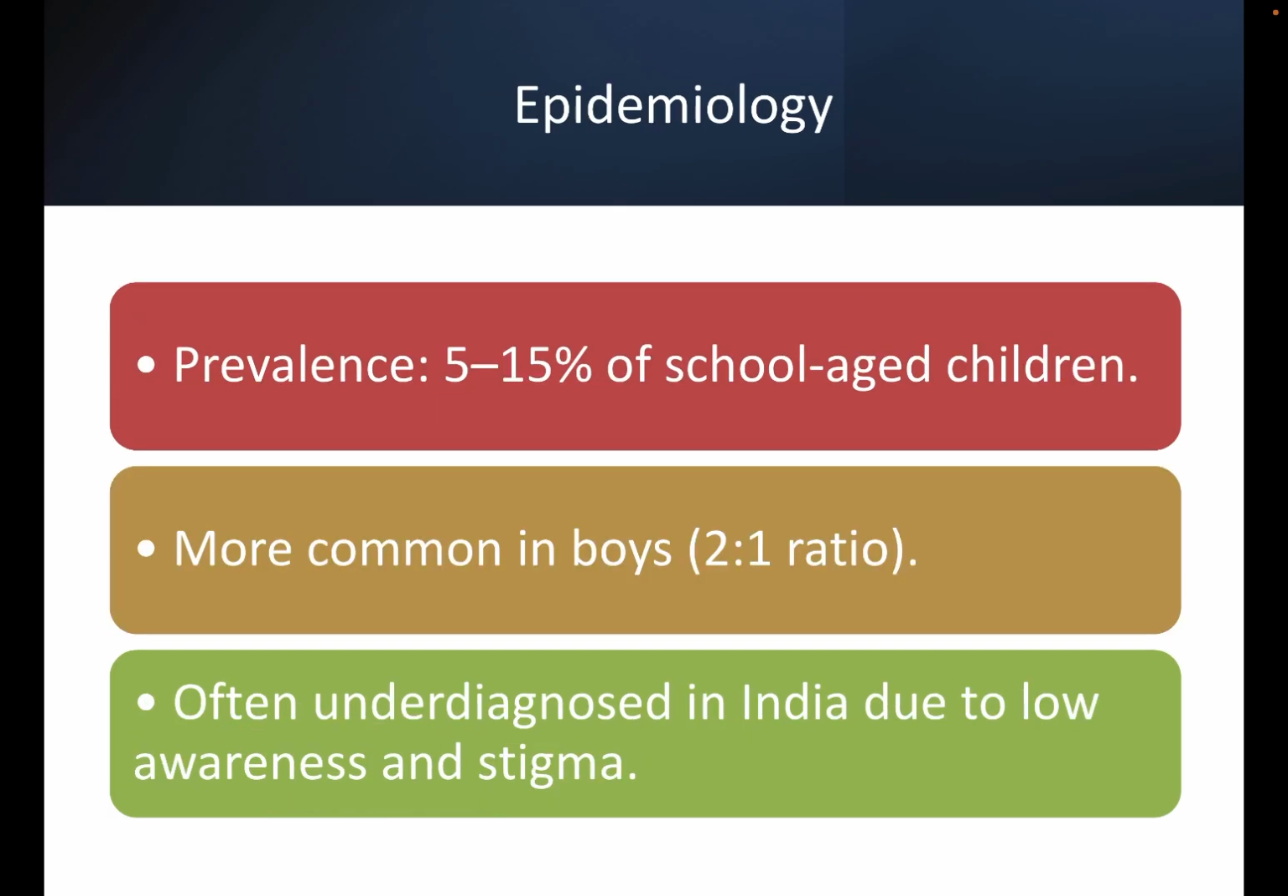So what is the epidemiology? 5 to 15% of school-aged children tend to have this learning disability. It is more common in boys than in girls and often underdiagnosed in India due to low awareness and stigma.